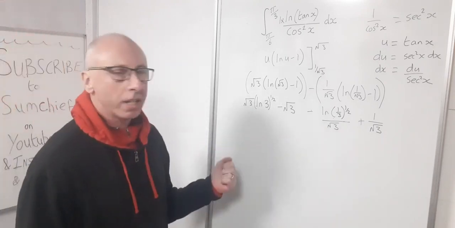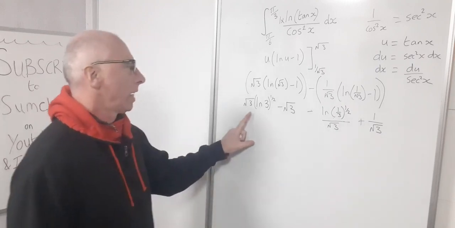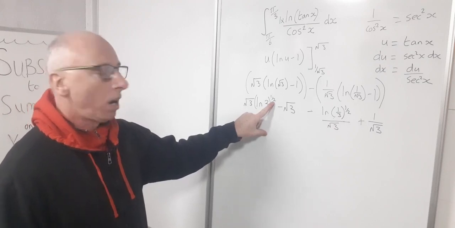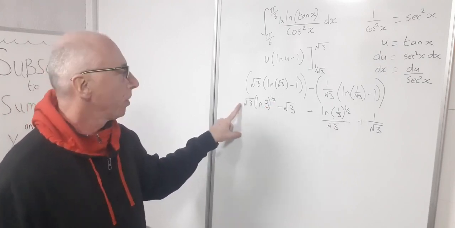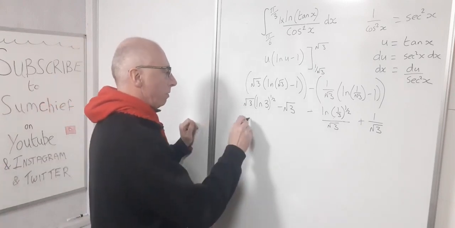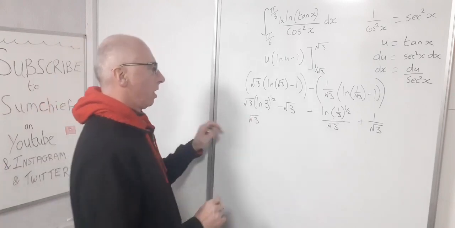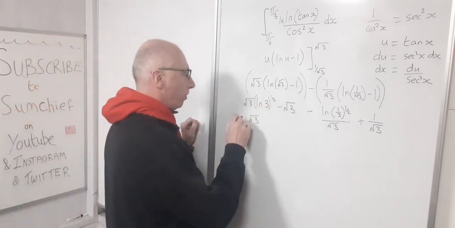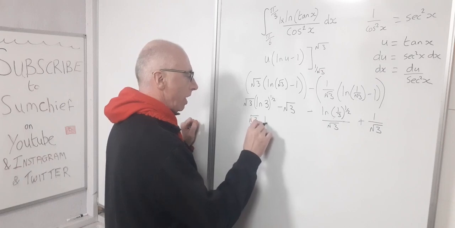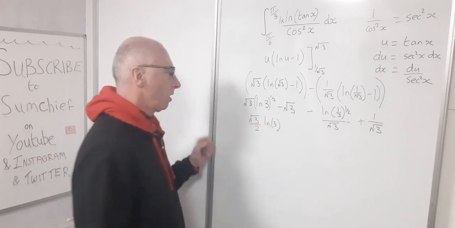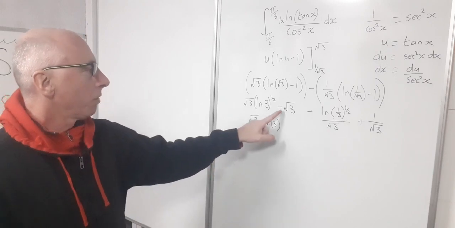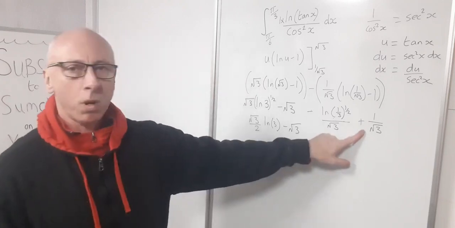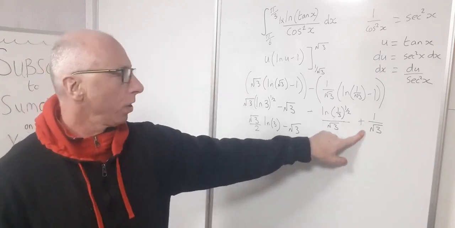Okay, now let's rewrite this and see if we can match up some terms. Now using the log properties, if we've got something to the power of a half in a log, we can bring the half out to the front. So let's do that. So then we've got root 3 log of 3 divided by 2. So if we bring that half to the front, so that over the 2, and then log of 3. So that takes care of that. And then we've got minus square root of 3. Let's just leave that like that for now, and bring this one next to it. So that's plus 1 over root 3.